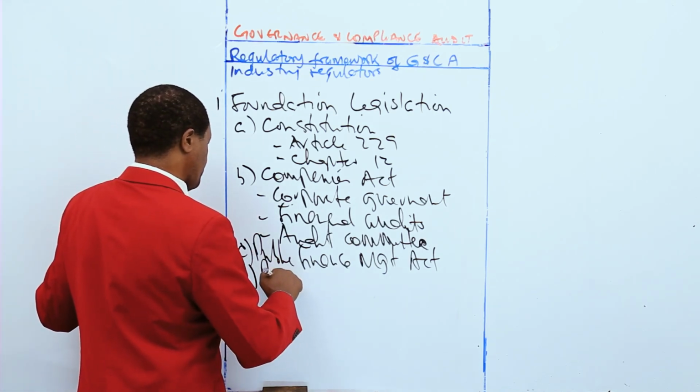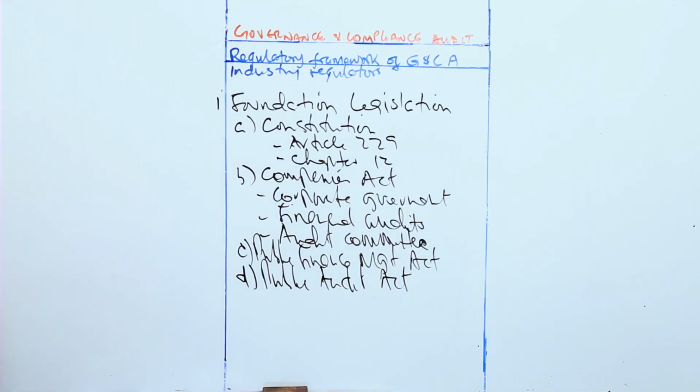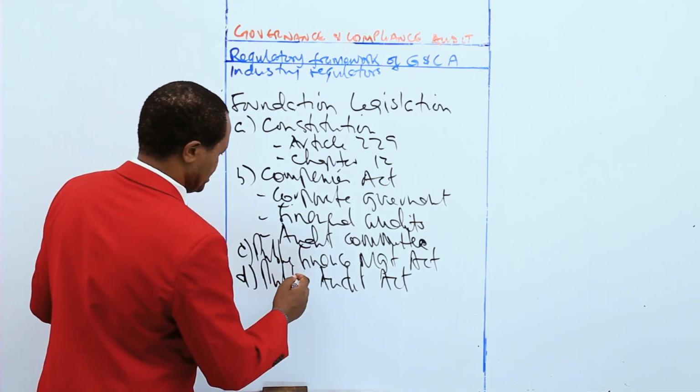Number 4, the Public Audit Act. The Public Audit Act operationalizes Article 229 of the Constitution because it outlines the mandate, the powers, and the functions of the Auditor General, enabling them to conduct financial, compliance, and performance audits of all national and county government entities, including state corporations, and then report to Parliament and the county assemblies.